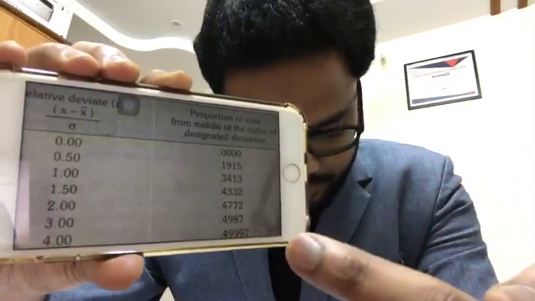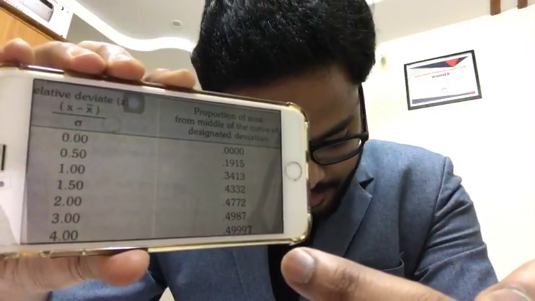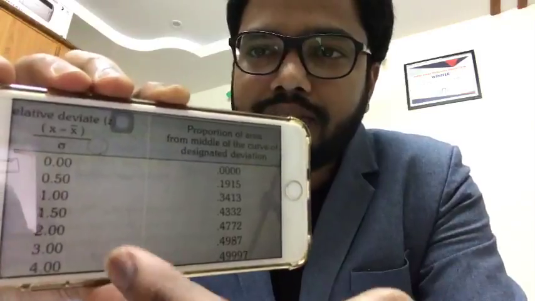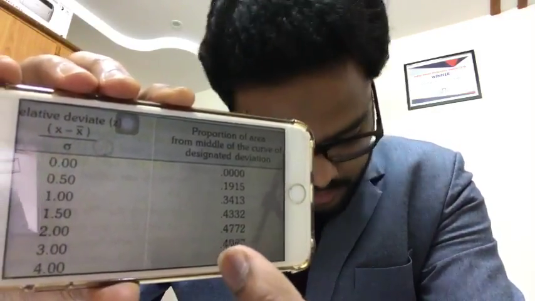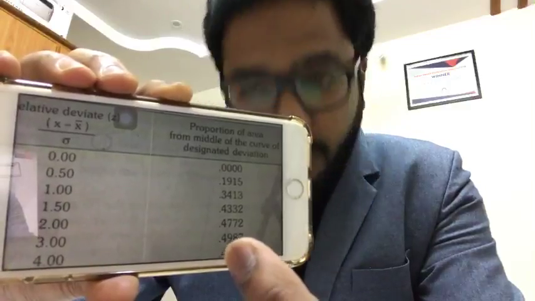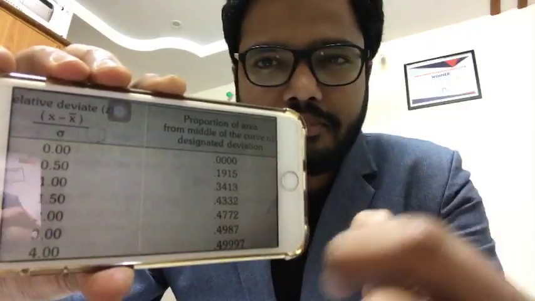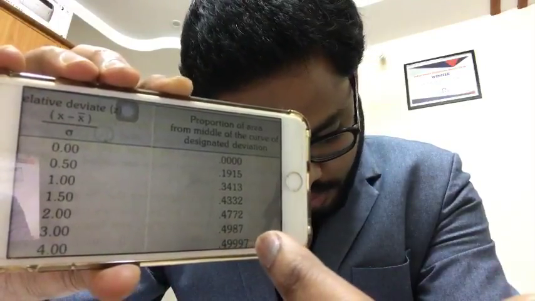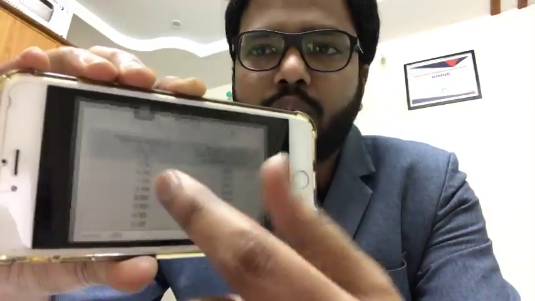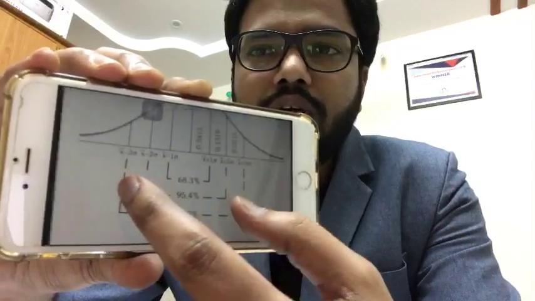To understand this table, let me just take one example of Z-score. So let's take, for example, Z-score of 2. Z-score of 2 is equal to 0.4772, right? So just keep that in mind. Z-score of 2 is equal to 0.4772. So now let's come back to this.